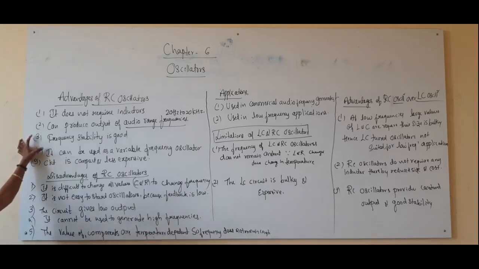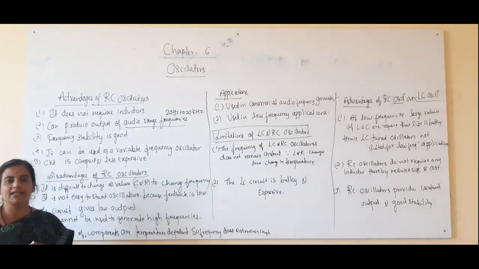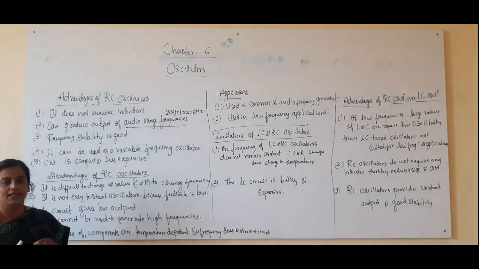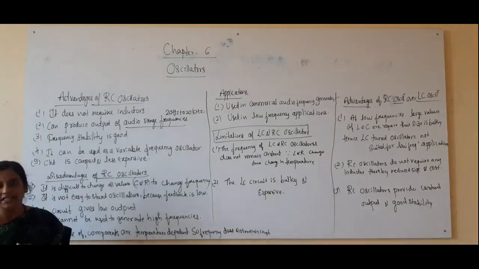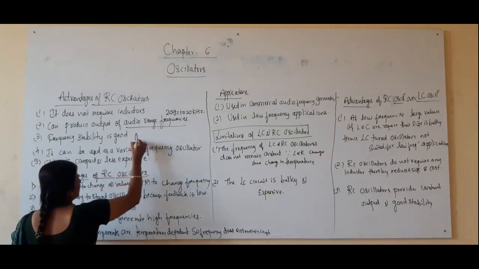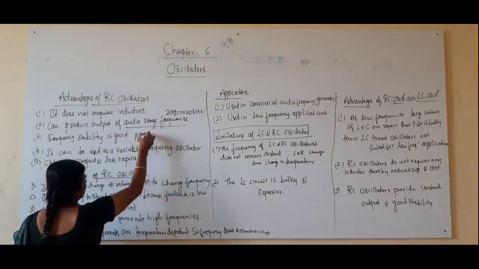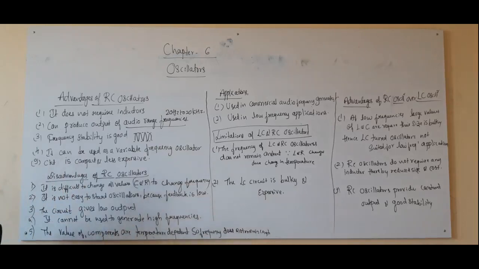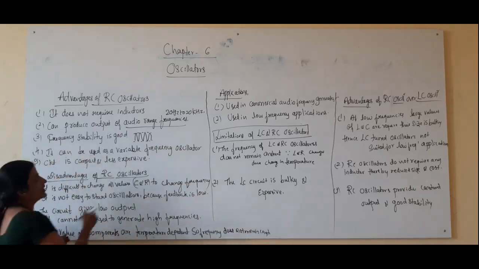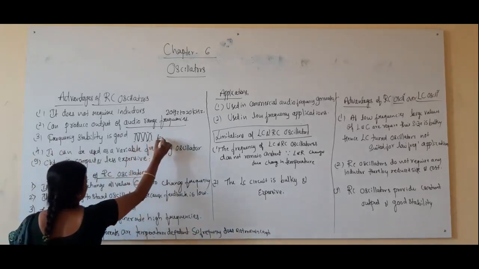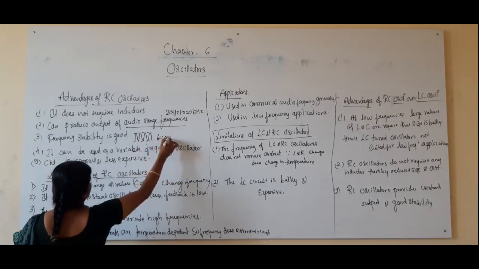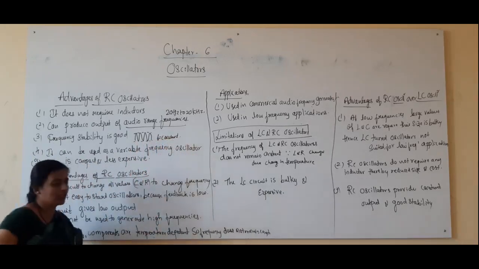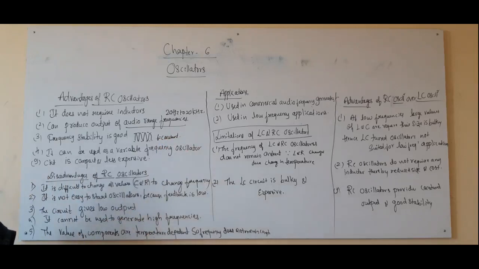The third one is, frequency stability is good. Frequency stability means that on the output side there are no damped signals, damping is not there, and constant amplitude signals are generated, with a constant frequency. So the frequency stability is good. Frequency stability means the frequency is almost constant, the frequency will not change.